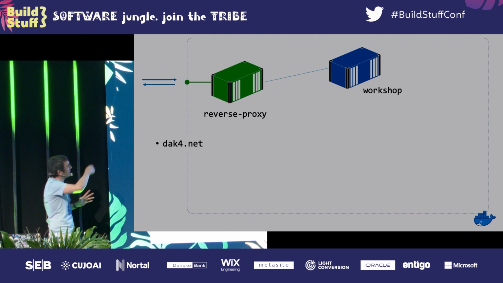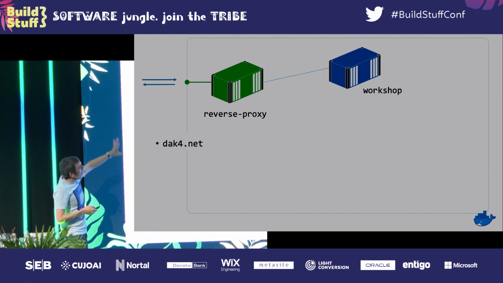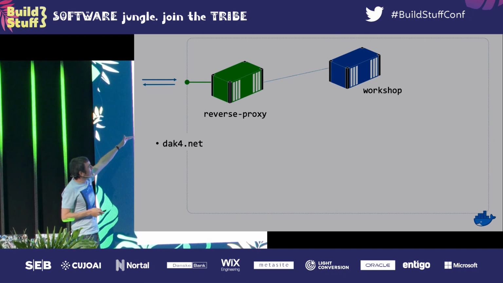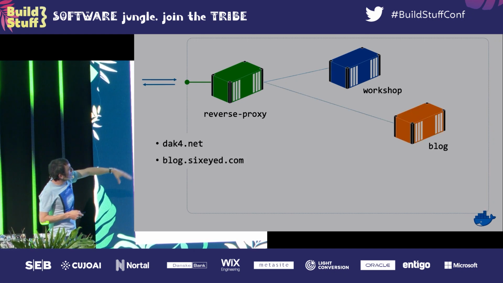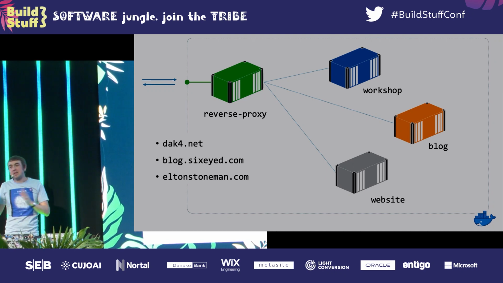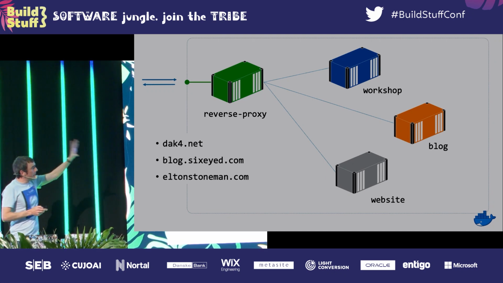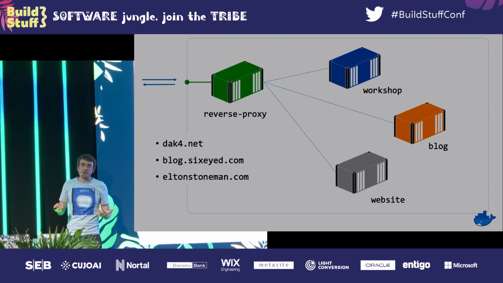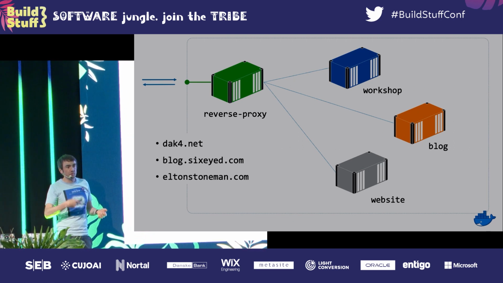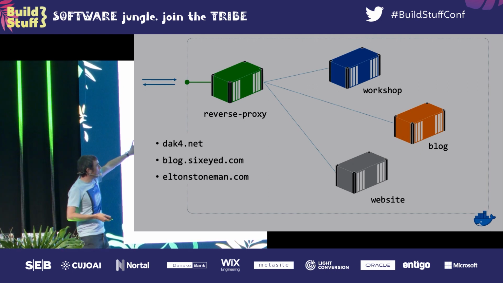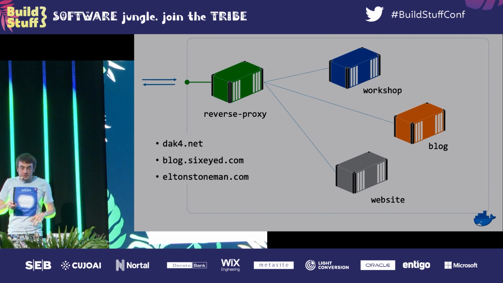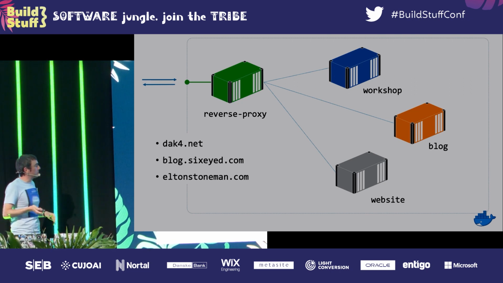So if I've got several properties that I own, I can have a container with some workshop content that's listening on this public URI. And I can have my blog, and I can have some other things. 3 completely separate applications. They're all internal. The only thing that's public is the reverse proxy, and it's got a bunch of routing rules that say when a request comes in from a browser for this particular host name, I'm going to fetch it from this particular container. So multiple domains from a single cluster.